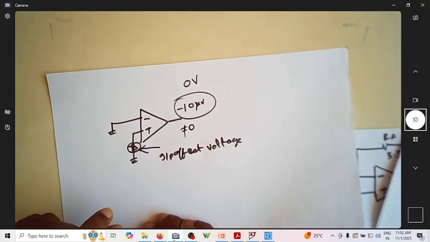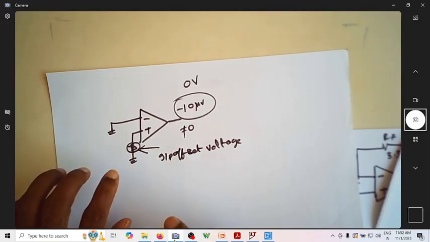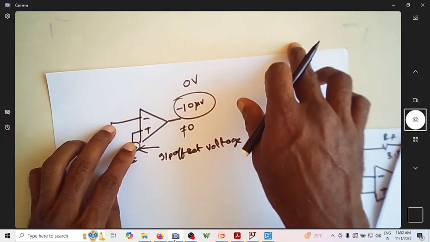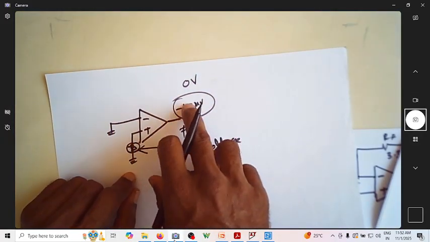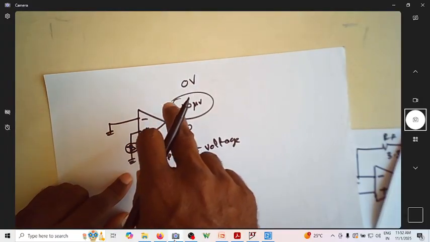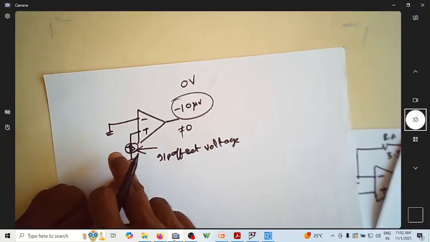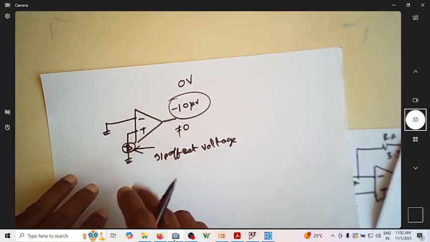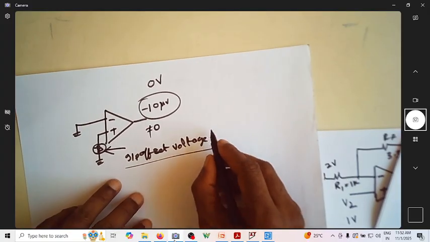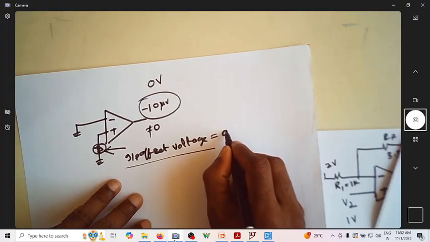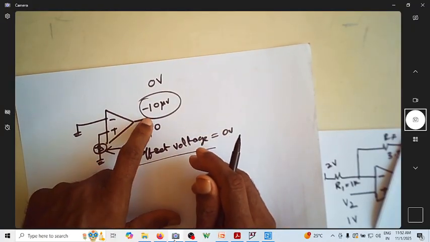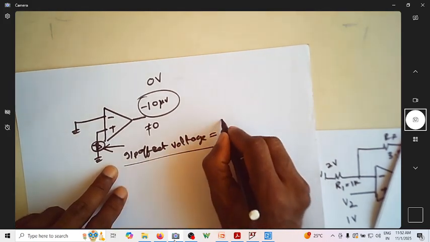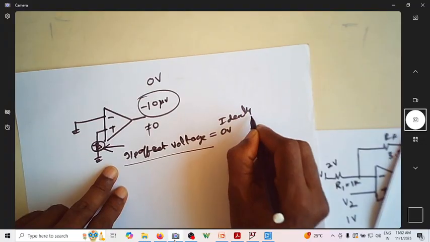We have defined output offset voltage. What was output offset voltage? When you ground this, whatever you are getting is the output offset voltage. To get the output voltage 0, you apply some voltage at the input in order to make this 0. That is called the input offset voltage, which will ideally be 0 volt. Meaning when this is 0, you are not supposed to apply anything. So that's why input offset voltage ideally is 0 volt.